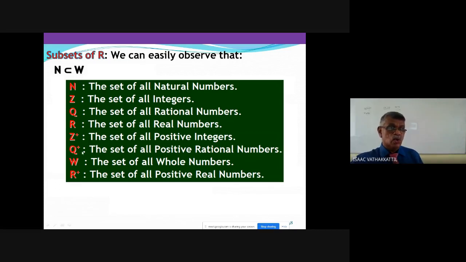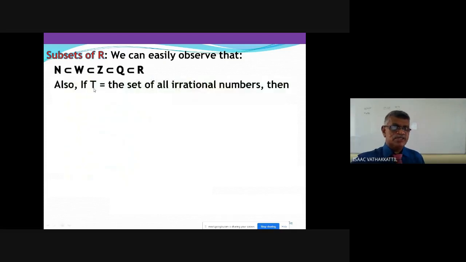Further, you can say W is a subset of Z, because Z will contain set of integers. Is it okay? Further, you can say Z is a subset of Q. Q is a set of all rationals. Q contains all the elements in Z. So Z is a subset of Q, and further Q is a subset of set of real numbers. Further, if you have a notation T, the set of all irrational numbers, then you can say N is not a subset of T. N is a set of natural numbers, they are rationals.